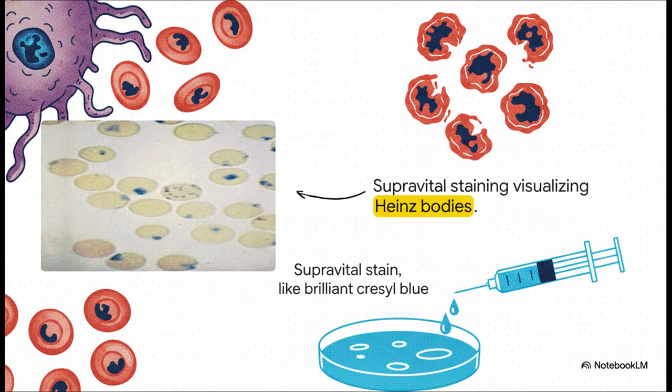But what exactly are those macrophages biting out? Heinz bodies. When that hemoglobin oxidizes and denatures, it clumps together into these dense masses called Heinz bodies, which severely damage the cell membrane. But here is the major trick for us in the ED. Heinz bodies are 100% invisible on standard May-Grunwald Giemsa smears. You literally cannot see them. You absolutely must order a supravital stain, like Brilliant Cresyl Blue, if you want to visualize them.